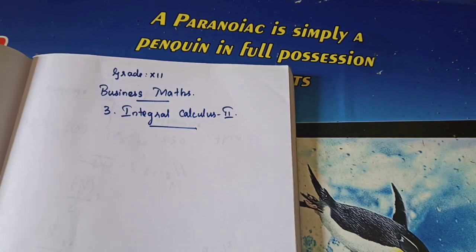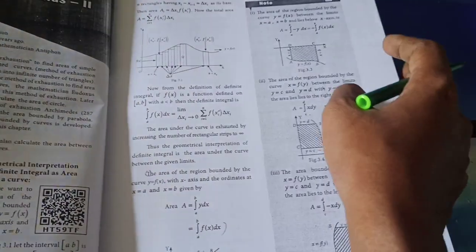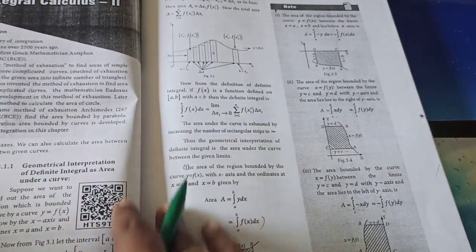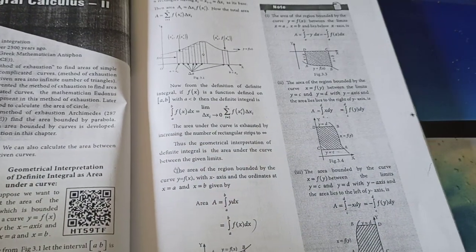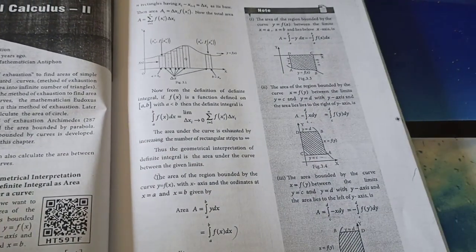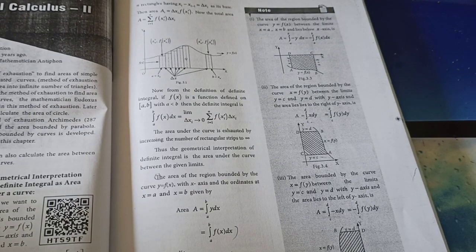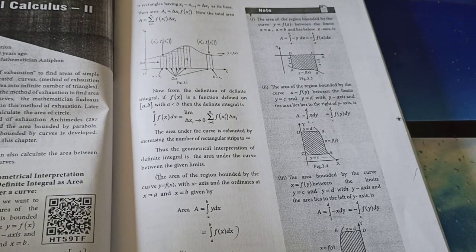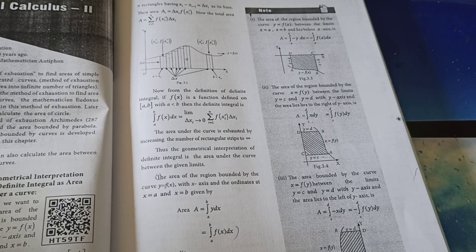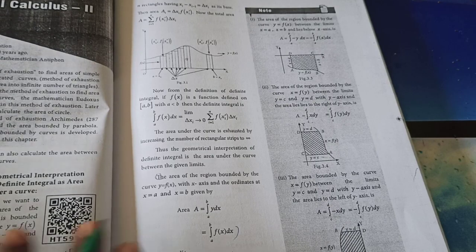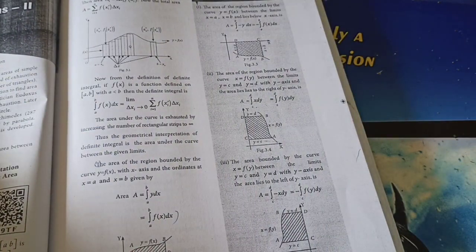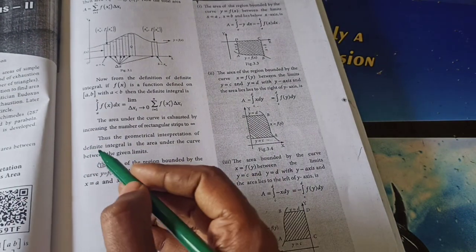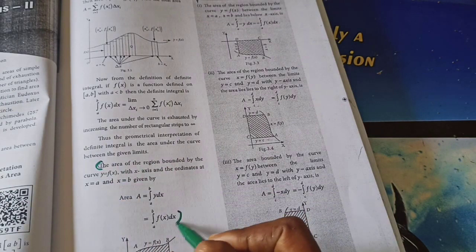Understand? Okay. First the chapter name is Integral Calculus 2. In this Integral Calculus 2, the first section is the area of a region bounded by the curves. The main thing is we are going to find the area of a region that is bounded by a curve. So all of you put down the heading Unit 3, Integral Calculus 2. Then take down from here to your notes.